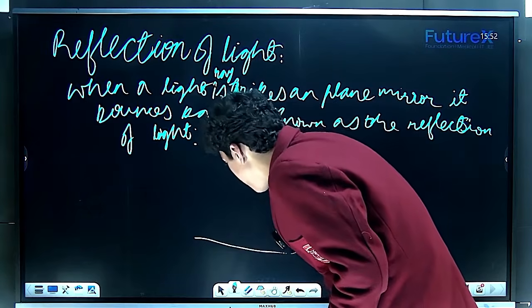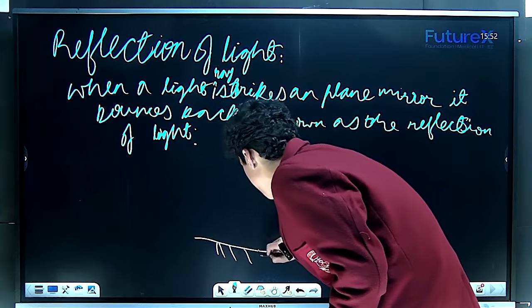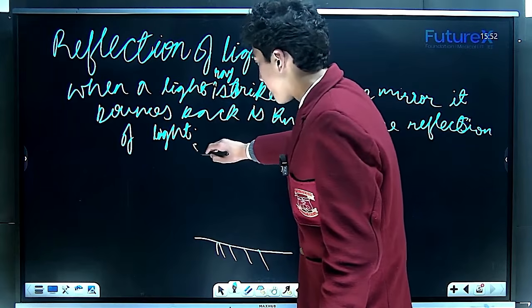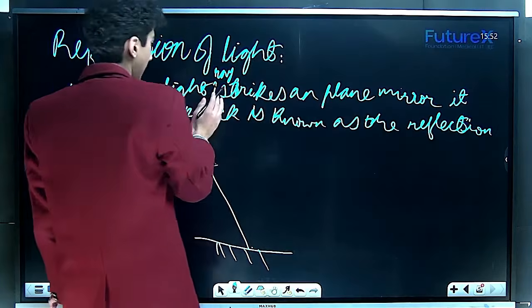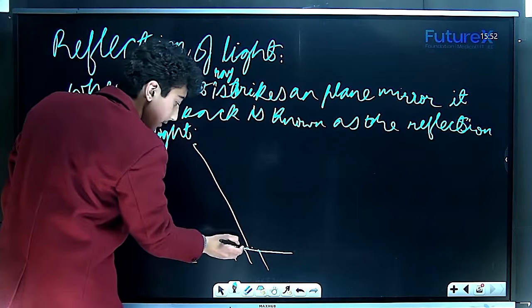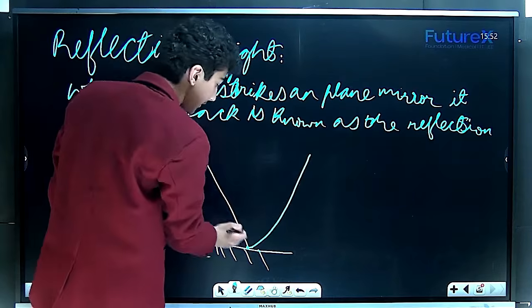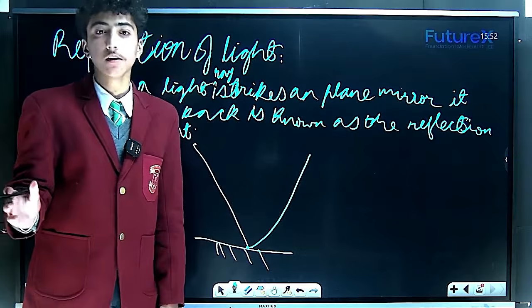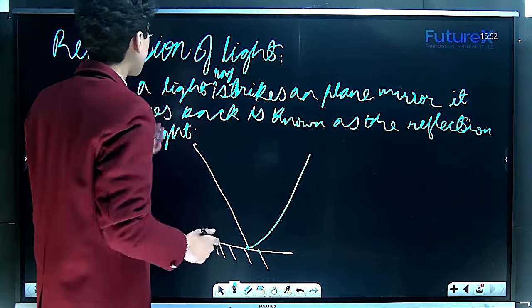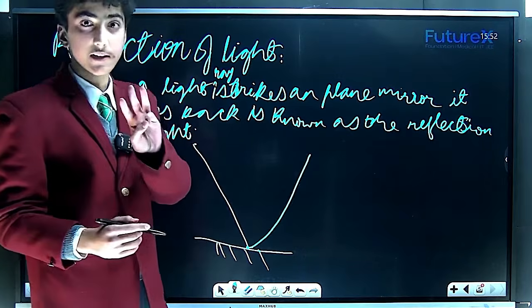So this is a plane mirror. This is a light ray coming and it strikes the mirror at this point. So this is the bouncing back. When a light ray strikes an object and bounces back, it is known as the reflection of light. To study reflection, we need to know three things.